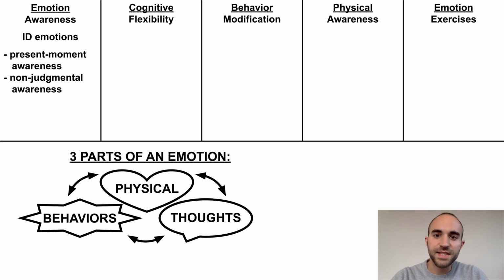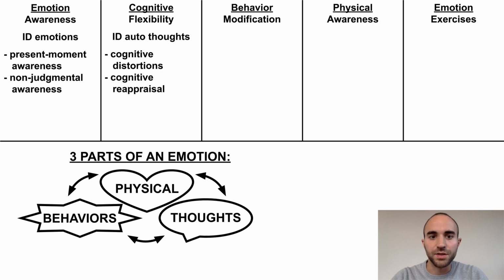You can see that this is similar to the CBT model demonstrating the interconnectedness of emotions, thoughts, and behaviors, but with physical sensations substituted for emotions. Also note that the 3 principles after this, cognitive flexibility, behavior modification, and physical awareness, each deal with one of these 3 parts of an emotion. Therefore, this first principle sets the groundwork for the rest of the UP. In this first principle, patients are also taught to practice the mindfulness skills of present moment awareness and non-judgmental awareness.